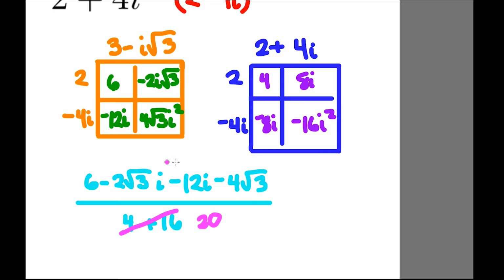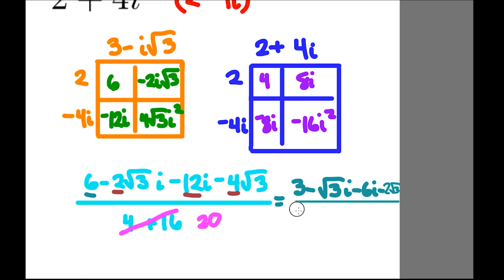And if you notice, every factor at the top has a multiple of 2 in it. So like this is 2 times 3, there's a 2 here, this is 2 times 6, and this is 2 times 2. So what I'm going to do, and you have to do this to completely simplify everything, is divide the top and the bottom by 2. So that 2 should be gone for each of these. So that 6 divided by 2 is going to be 3 minus root 3 times i minus 6i minus 2 root 3.